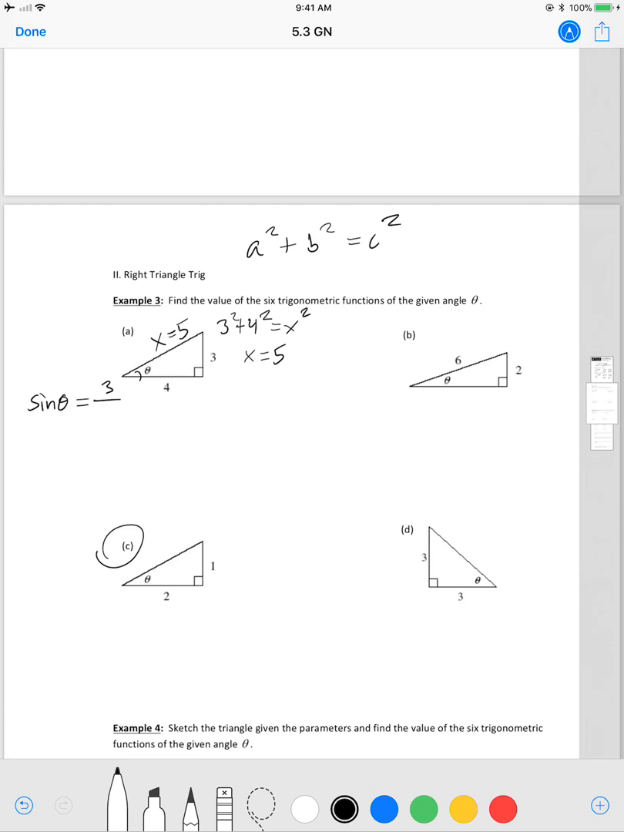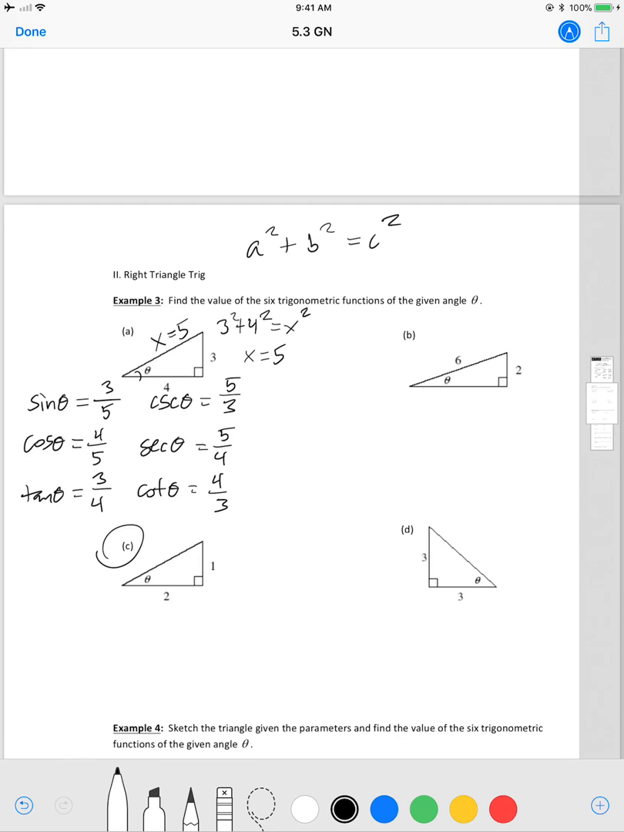So the sine of theta is opposite 3 over the hypotenuse, which is 5. Cosine of theta is adjacent over hypotenuse. Tangent is opposite, which is 3, over adjacent, which is 4. And then the other 3 are just the reciprocals of these. Cosecant is the reciprocal of sine. Flip 3 over 5, and I get 5 over 3. Secant is the reciprocal of cosine, 5 over 4. Cotangent is the reciprocal of tangent, so 4 over 3.